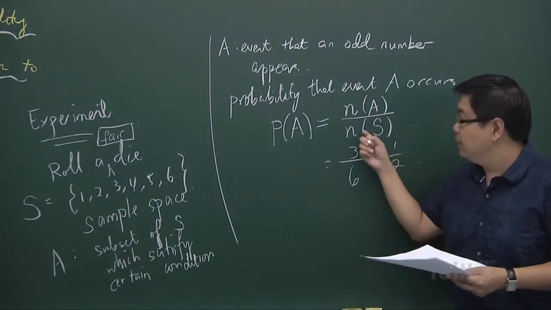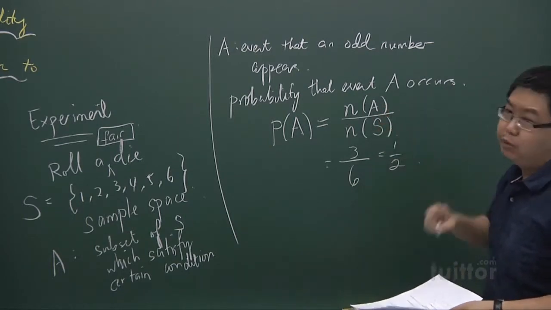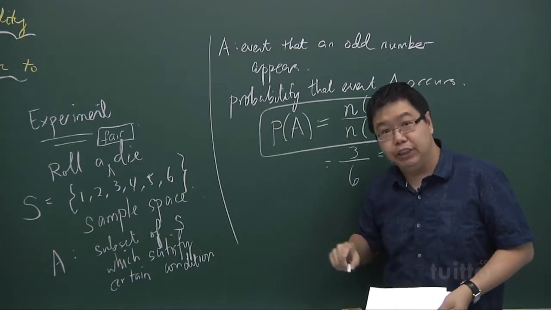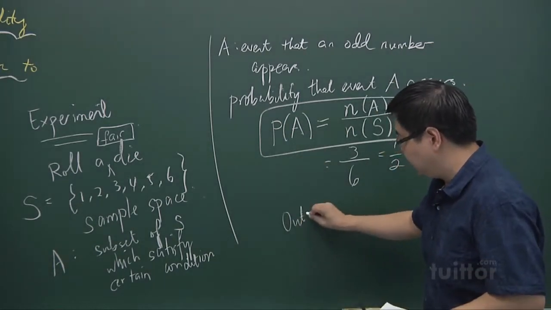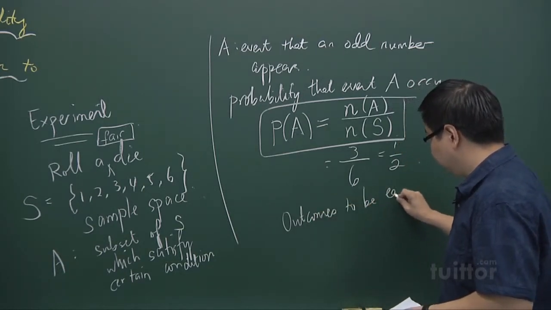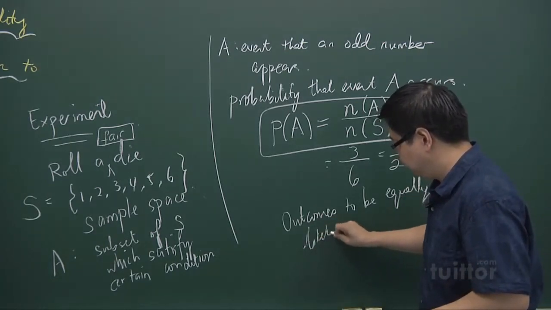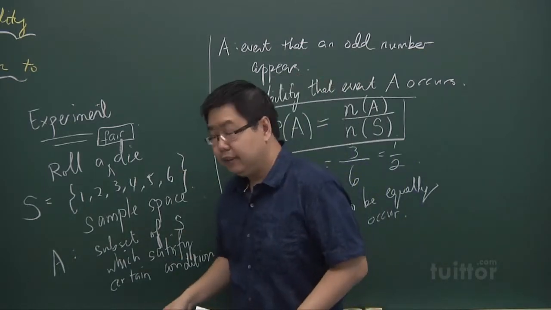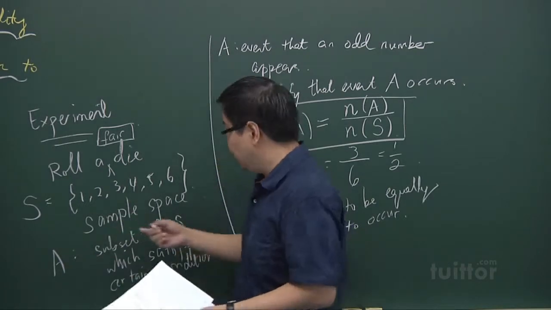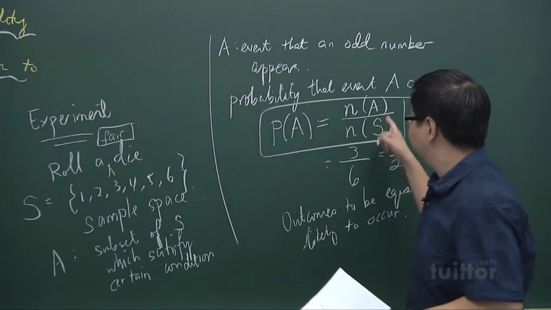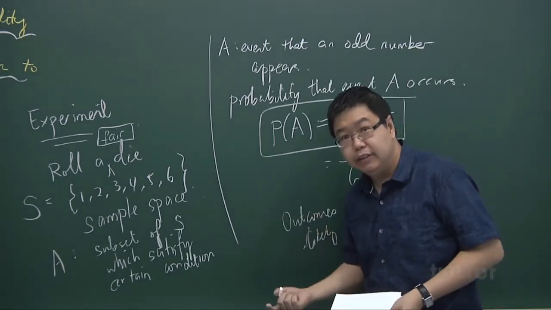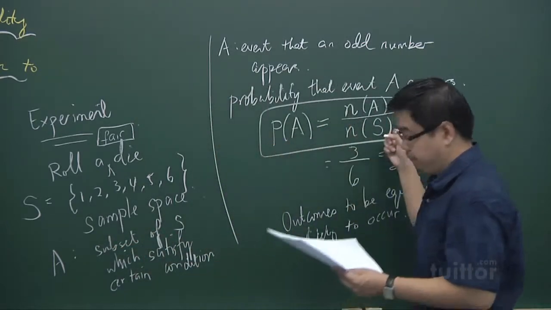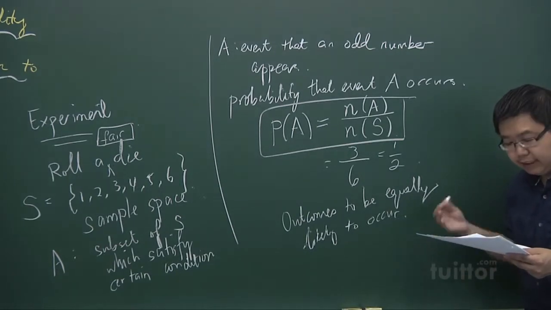So this formula, the ratio of the number of elements in A to the number of elements in S, is a very, very useful formula that you should know. But there is a condition: you need all the outcomes to be equally likely to occur. For example, if the die is a biased die, then maybe one appears more often than the rest of the numbers. So you cannot just say 3 over 6 is the probability that A occurs. Therefore, we assume every outcome has an equal chance of being selected before using this formula.